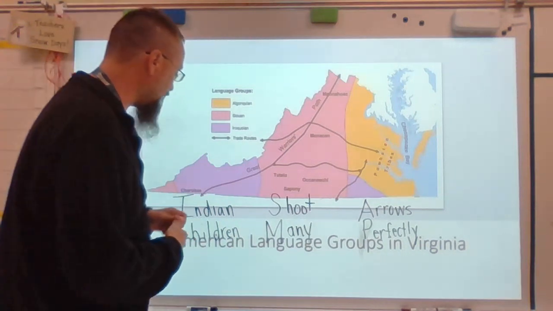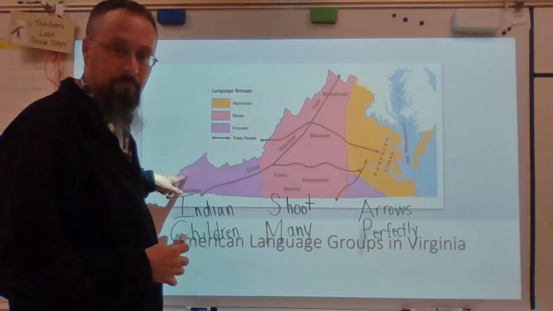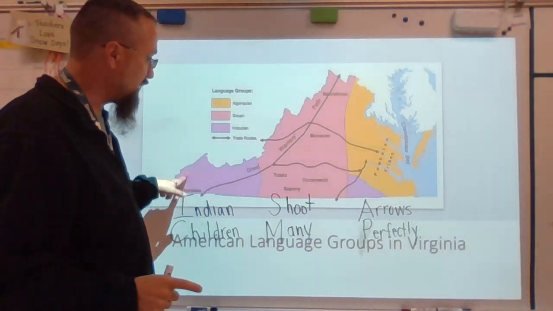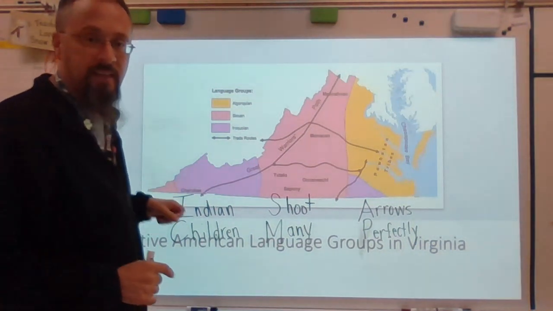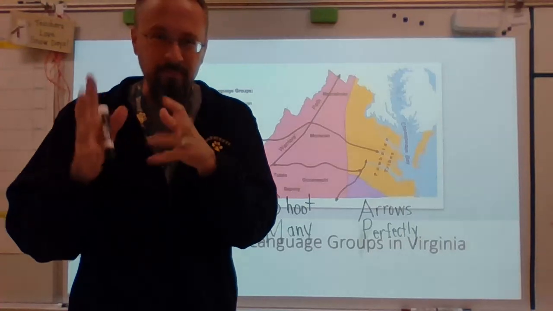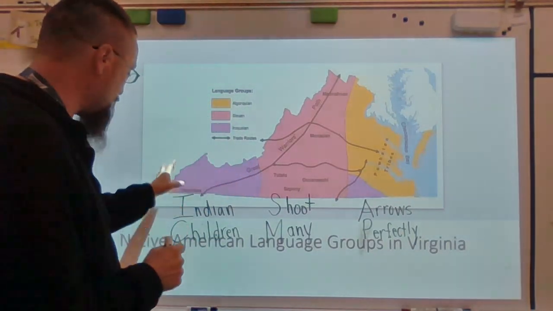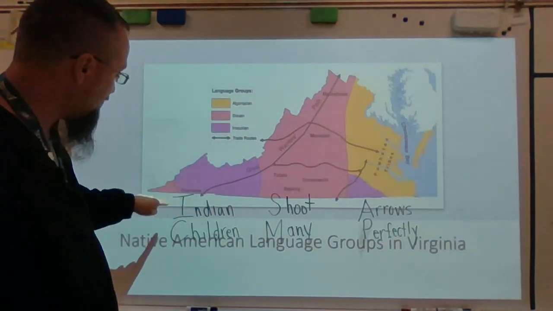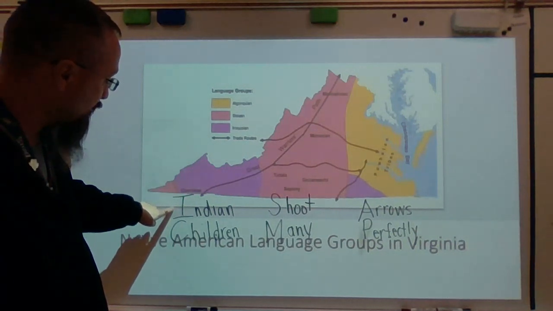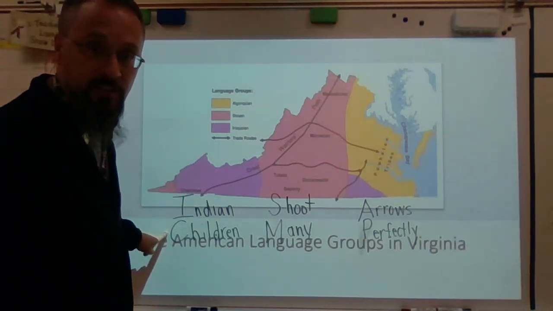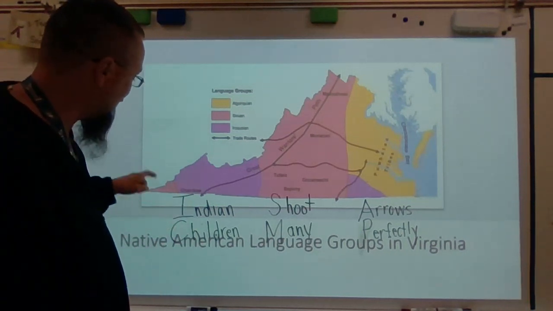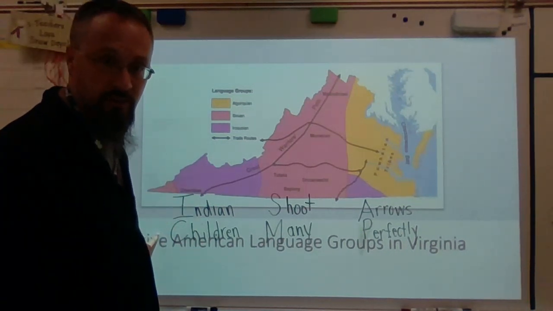And here you would find the Cherokee tribe, and they spoke the language known as Iroquoian. Now, we remember that kind of differently to help us remember where they're located. So we have I for the language, Iroquoian, and C for the tribe, which is the Cherokee. And we remember that by saying Indian children.